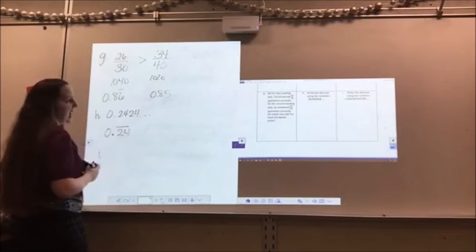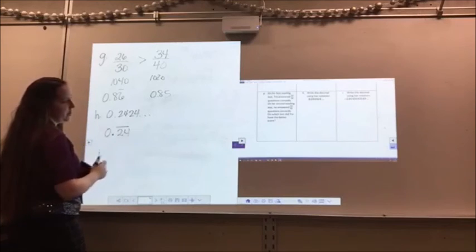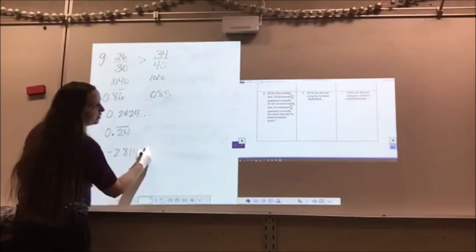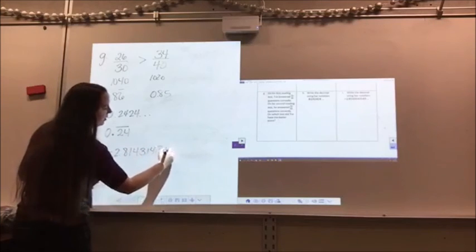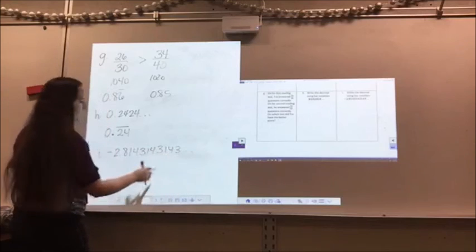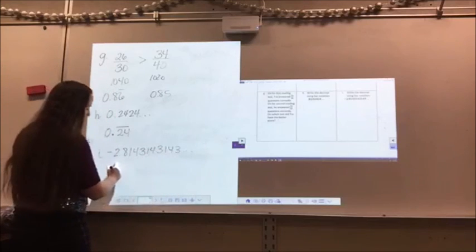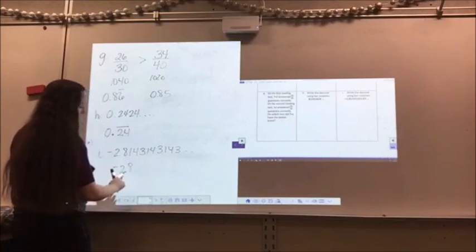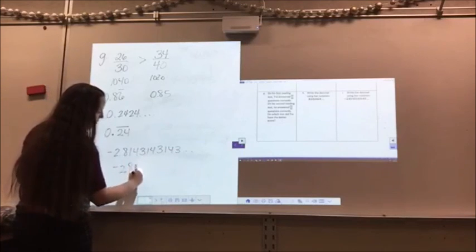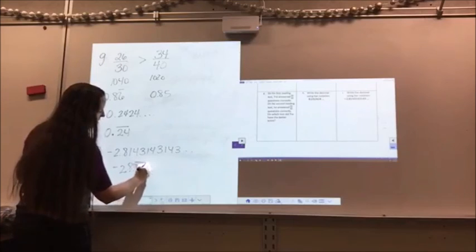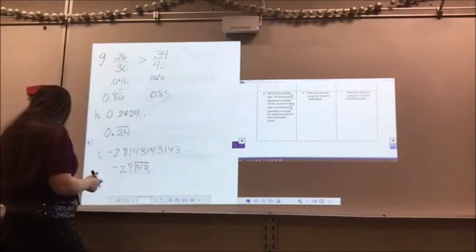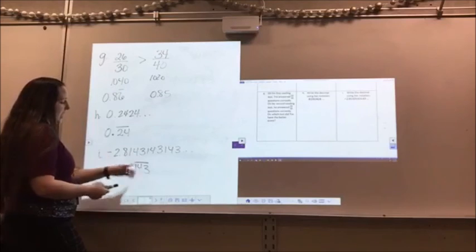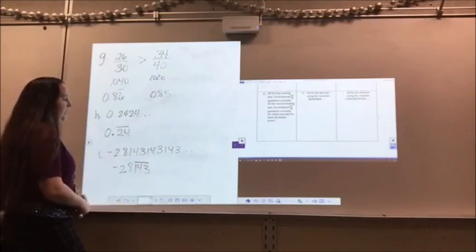And then for letter I, it says write the decimal using bar notation, negative 2.8143143143. Okay, we can see that the 143 is what's repeating, so we write everything down up to what's repeating, which is negative 2.8, and then we write 143 with the bar across the 143. Okay. You don't want to include the 8 because the 8 is not what is repeating in this problem.